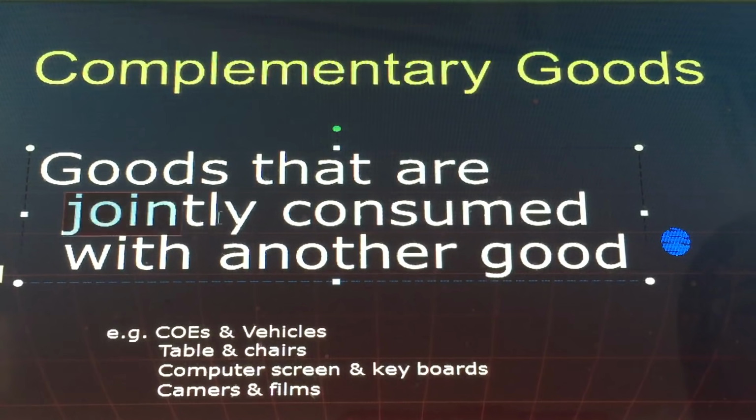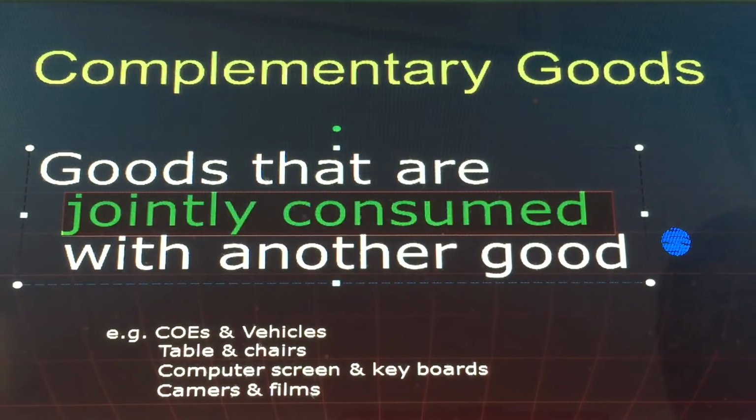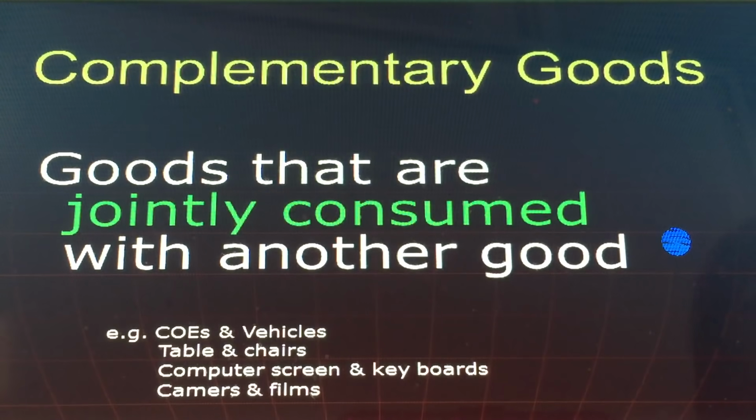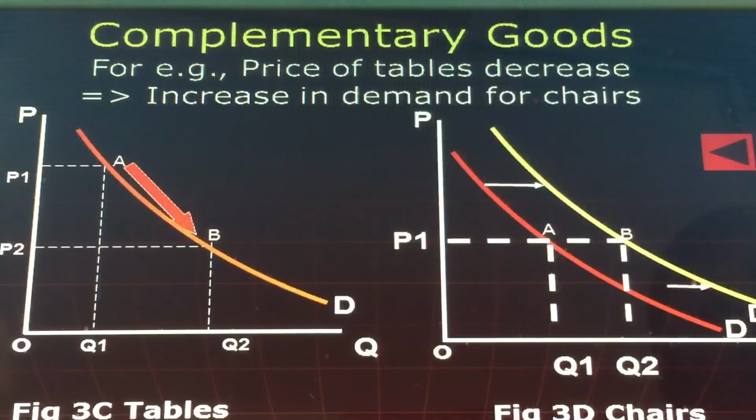So what is the keyword? It's jointly consumed. When you have one, you have another. Computer and software is a very strong complement. Alright? You can say spaghetti and spaghetti sauce is also complementary goods, but it's not so strong. Some people eat spaghetti with olive oil. That's all. Right?